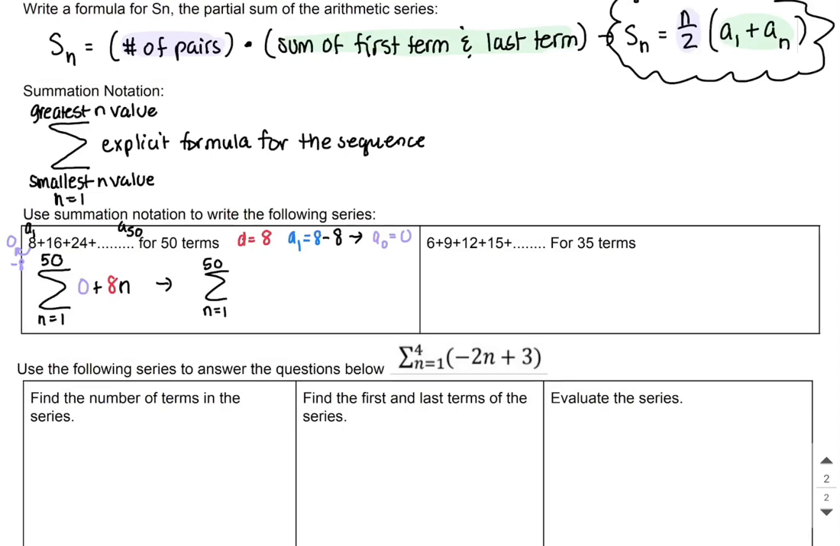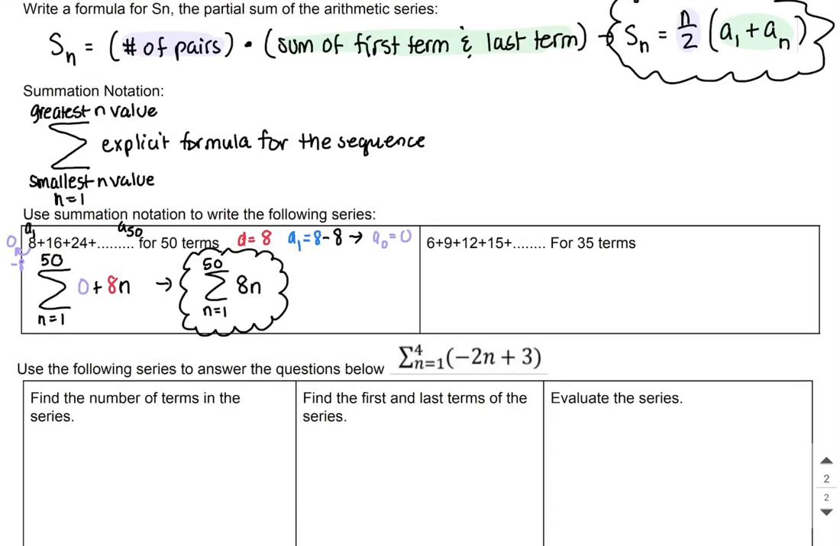Another, simpler way I could write this is the sum from n equals 1 to 50 of 8n. I don't need that 0. This tells me to do the sum of the first 50 terms. Here's the explicit formula, so you can find each term that you're adding together. All right, let's do the next example.